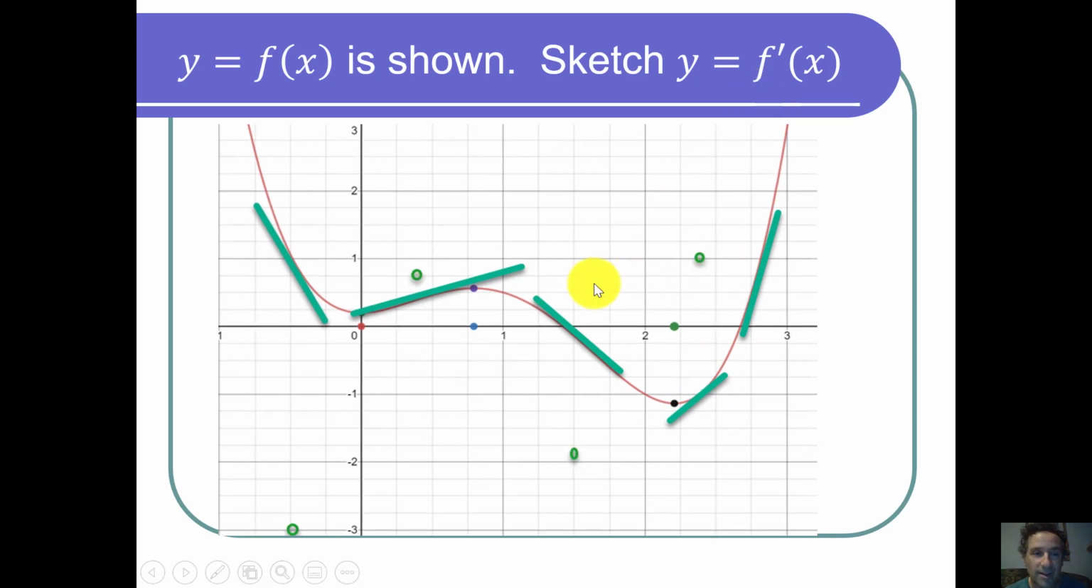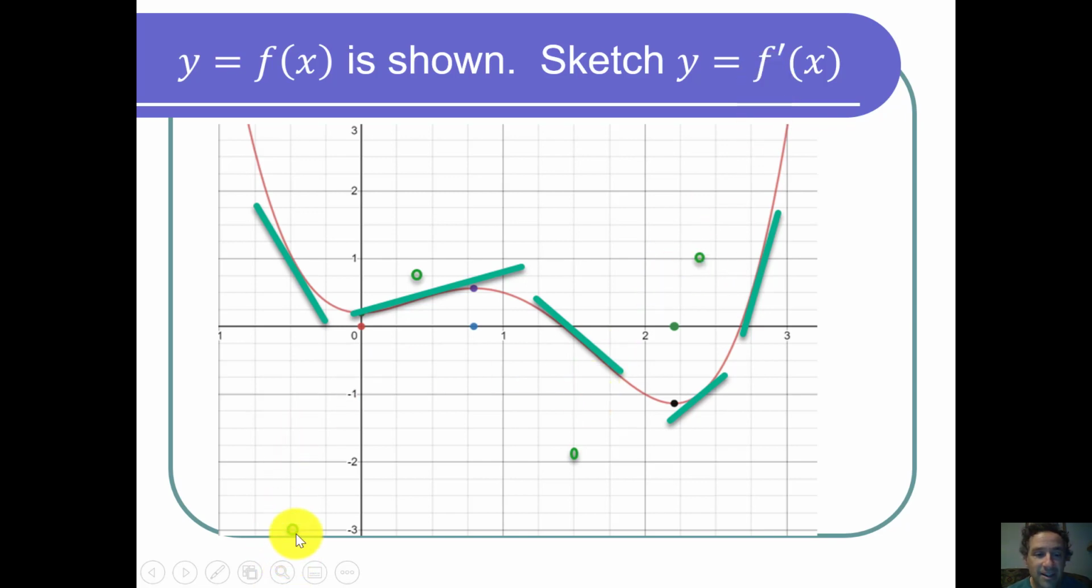So here are the points. Notice over here, it's way down. Over here, it's up, but not that much. Over here, it is down. And over here, it's up. And over here, it's really steep, so it's actually above where we can see. Not quite an asymptote, but it's going to be kind of like an asymptote.